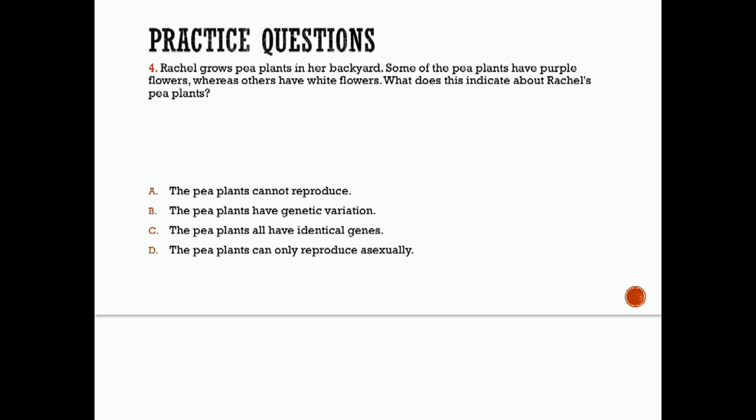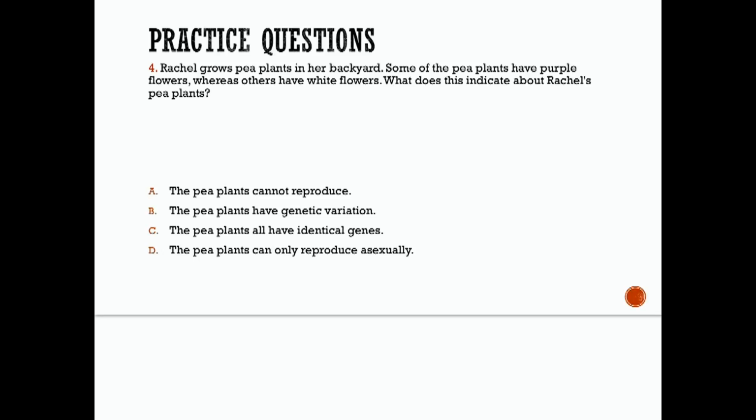Last one, number 4. Rachel grows pea plants in her backyard. Some of the pea plants have purple flowers, where other pea plants have white flowers. What does this indicate about Rachel's pea plants? So pause it and see what you can think of.